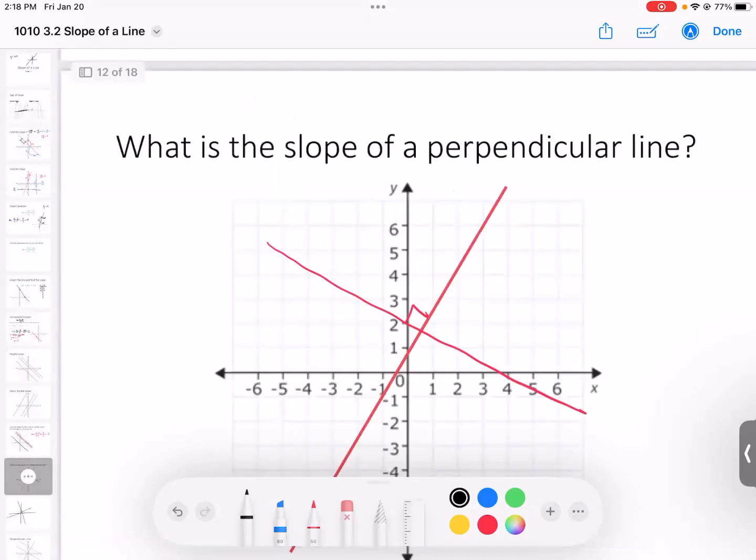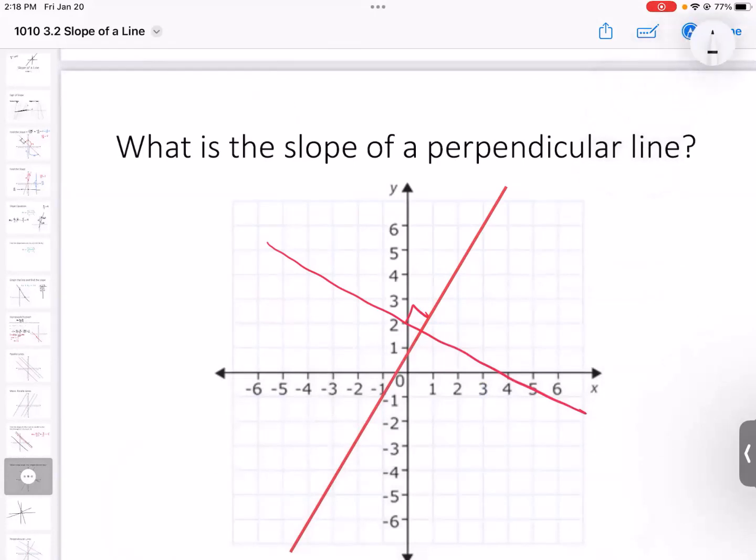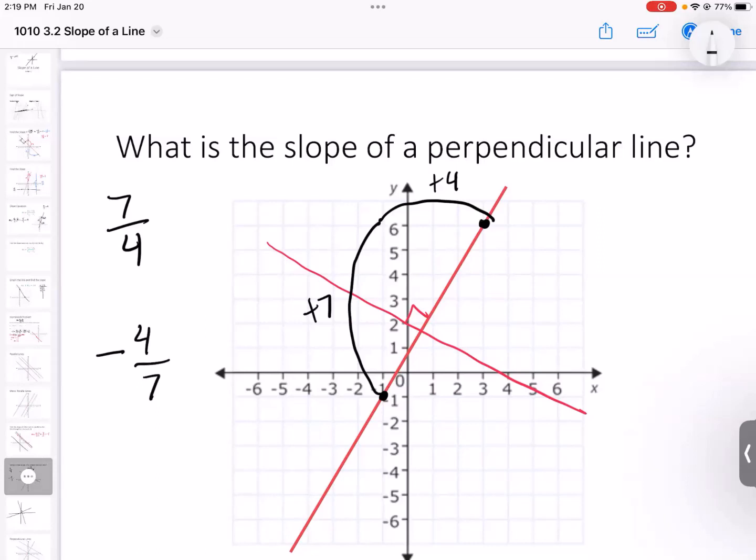So if we went back to this one where we have an actual table, I could look at this one and say, okay, it looks like my graph goes through this point and maybe this one as well. So if I do rise over run, my rise is going to be going up 7 and my run is going to be going over 4. So the slope of my original line is 7/4, and the slope of the perpendicular line is going to be -4/7.